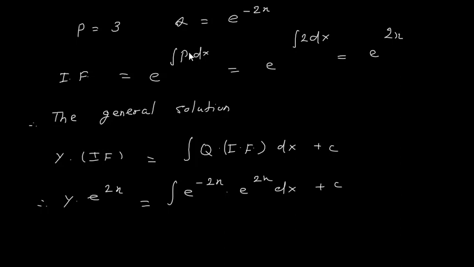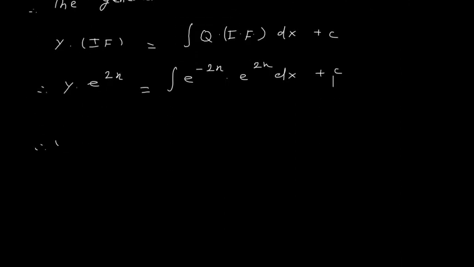So y into e power 2x is equal to integration of e power minus 2x, e power 2x, they will cancel and I have dx plus c. I will integrate it, I will get x plus c. Now you will say that after integration of this dx we will get one other constant. So that constant plus this c will become a third constant. You can say that as c1, c2, or if you keep it as c then also it is okay. What it indicates is that we have some constant, and its value depends on some conditions.